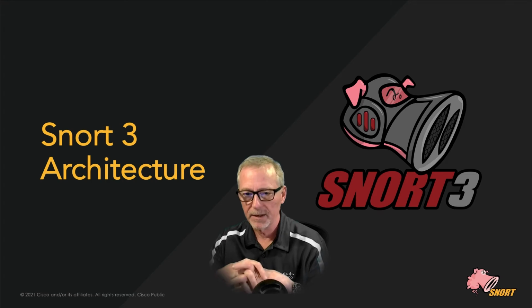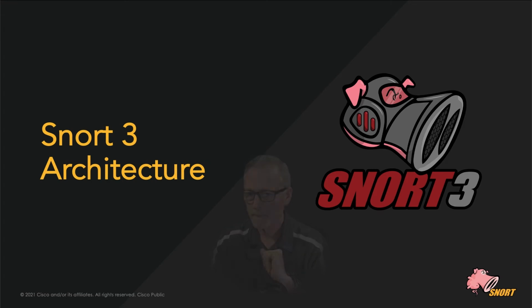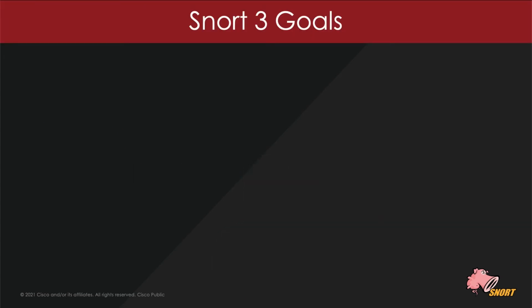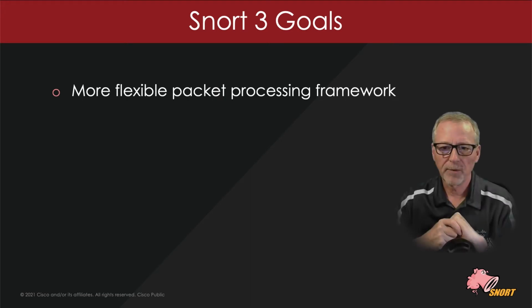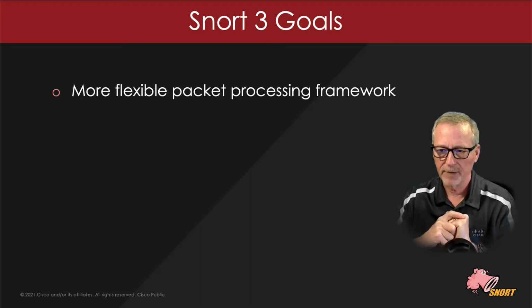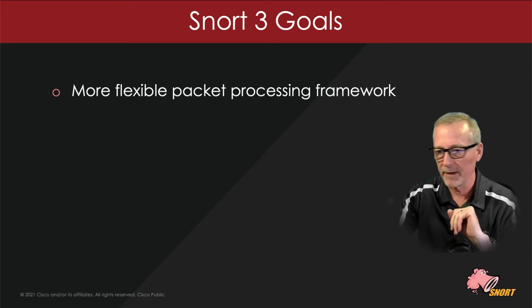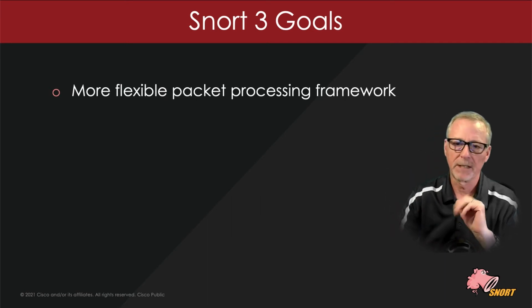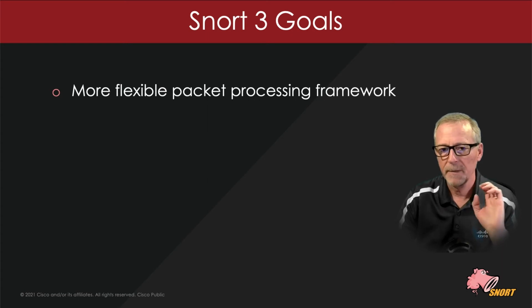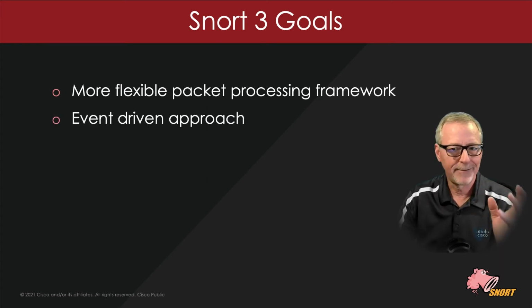So let's take a look at Snort 3 architecture then. What were the goals again? So the goals: a more flexible packet processing framework. So we saw how Snort 2 is very procedural, left to right, whatever you want to say, up or down, but it has to go from one step to the next. We wanted to make that a little more flexible. And what would help here is an event-driven approach. So instead of, again, doing it procedurally, let's do an event-driven approach, which is more efficient.